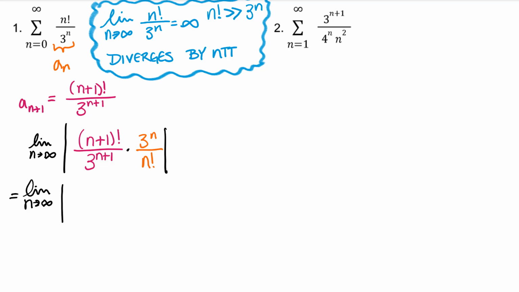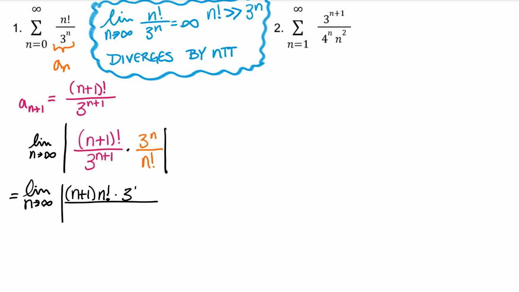Some things I'm going to do in order to reduce is to expand the n plus 1 factorial to be n plus 1 times n. And I could keep going, n minus 1, n minus 2, but I can stop there and put a factorial because I know that it will reduce with the n factorial in the denominator.